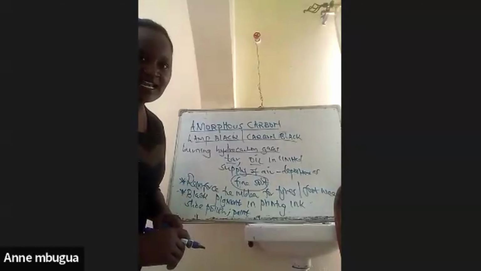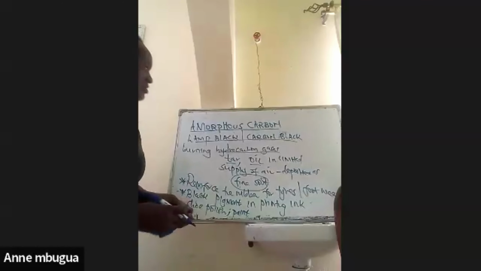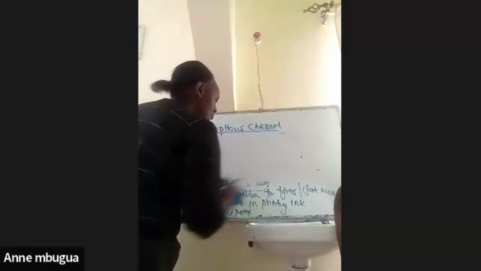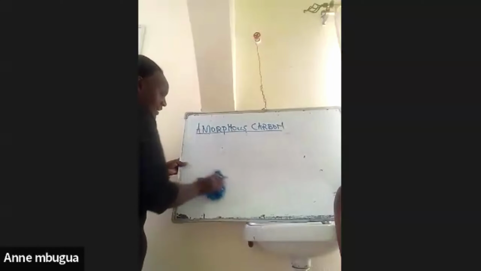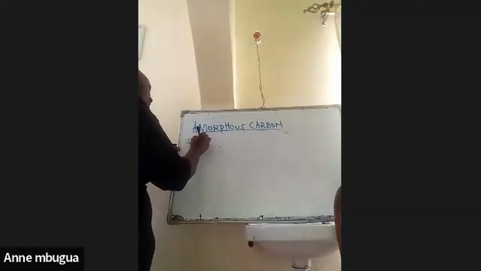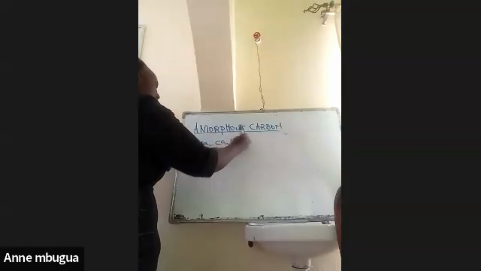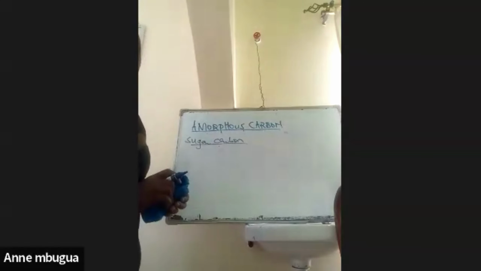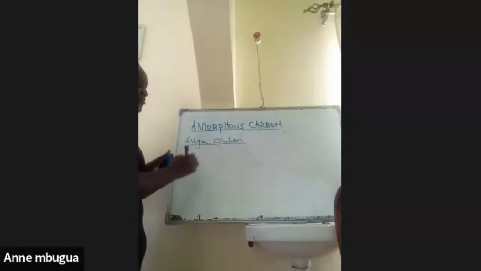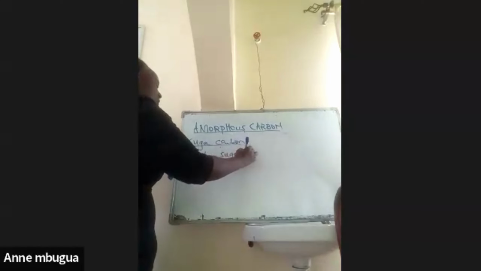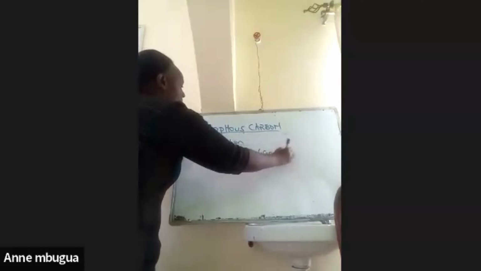I move on to the last form of amorphous carbon, and this is the sugar carbon. Sugar carbon is made by heating sugar in absence of air.